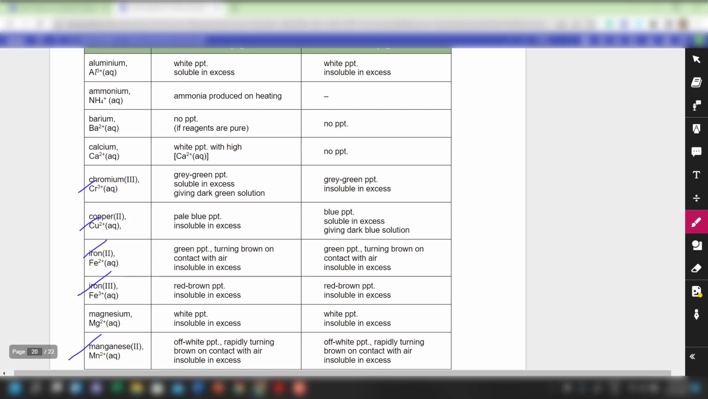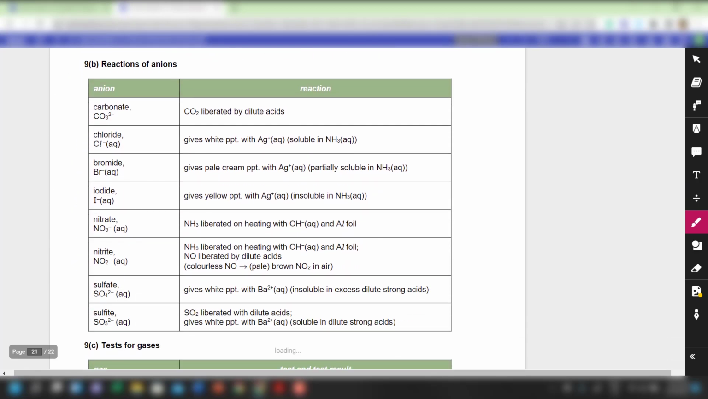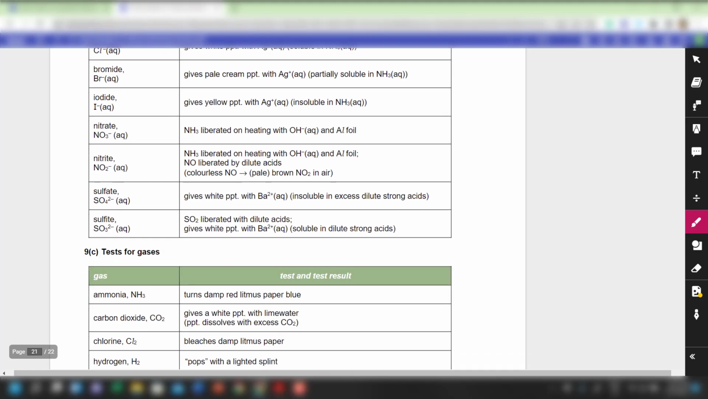And then of course the all-time favorite tetraammine copper 2 complex, you need to know its formula as well. And then for the solubility of silver chloride in excess aqueous ammonia, you need to know that the complex formed is the diammine silver 1 complex. So these are some of the examples of complexes you need to be aware of.